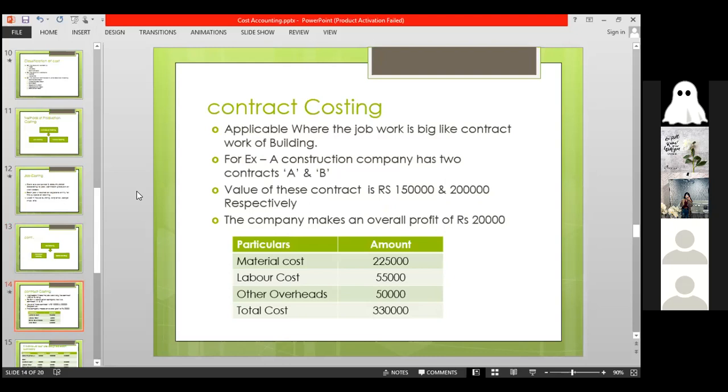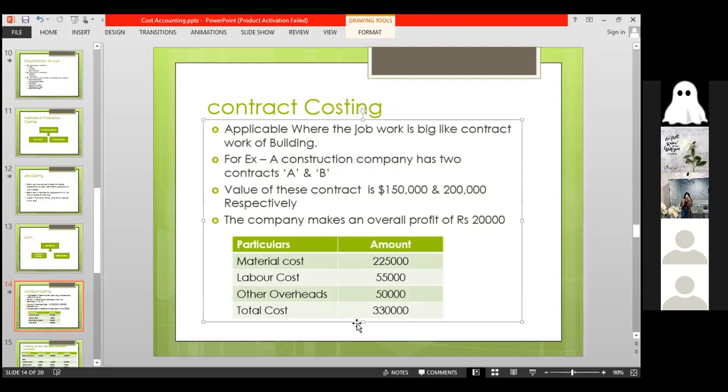Contract costing. So this is applicable where the job work is big, like contract work of a building. For example, a construction company has two contracts, A and B. They are both to build a building. And they're going to cost $150,000 and $200,000 respectively. So the company makes an overall profit of $20,000 on this.